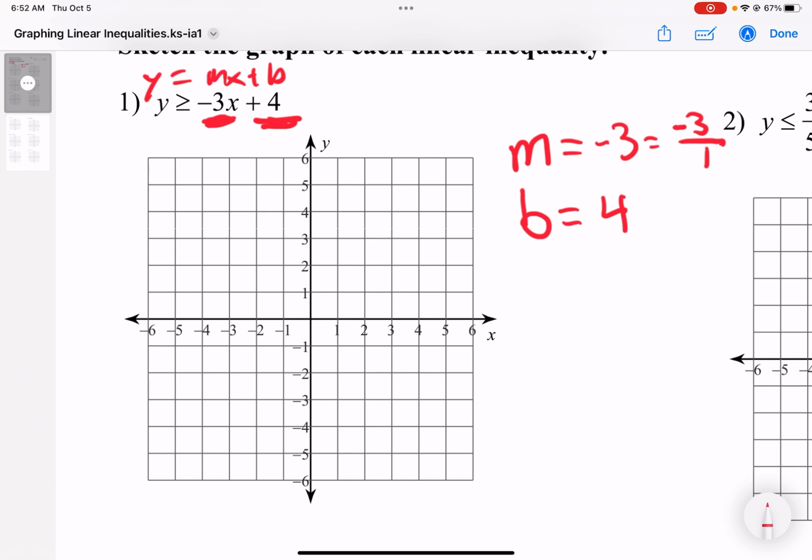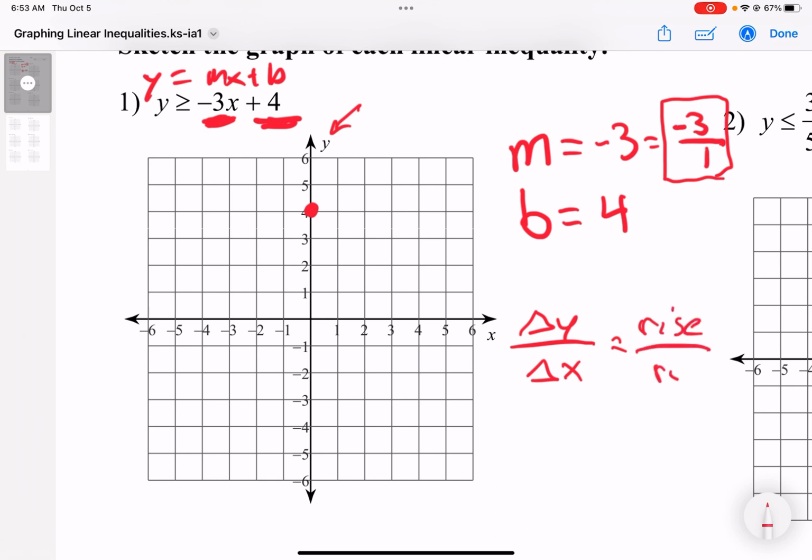I'm going to start at 4, right, on the y-axis because it's the y-intercept, right? The y-intercept has to start on the y-axis. And then my slope tells me what the constant rate of change is. Remember, this is the change in y over the change in x. Some people call it rise over run. But for here, it's negative 3 over 1. And so this means I need to go down 3 along the y-axis and then over 1. So I go down 1, 2, 3, over 1.